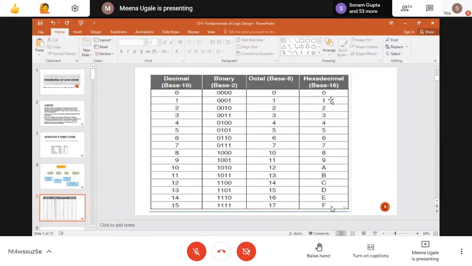Whereas when I am going for, see the last column here, the hexadecimal number, it is to the base 16. So 16 means I can go up to 16 numbers. Starting from 0 to 9 will be the same. For 10, I'm going to use the symbol A, then B, C, D, E, F. So for 15 in decimal, I'm going to use the F symbol. And then I will start from 1 0, 1 1, 1 2, 1 3, 1 4, likewise.